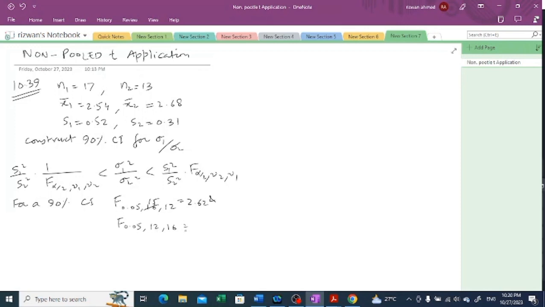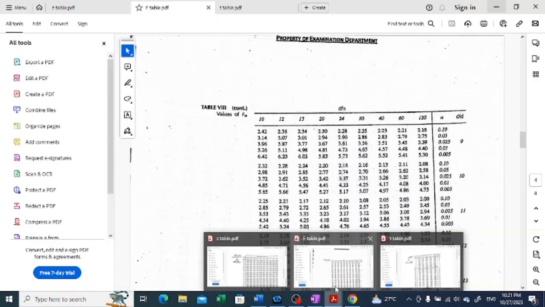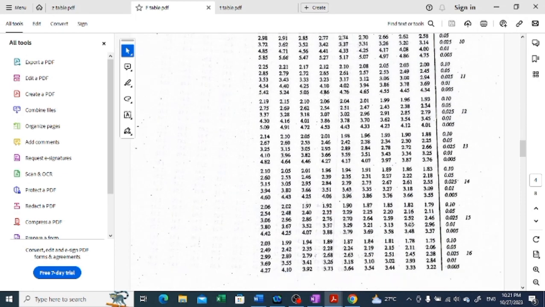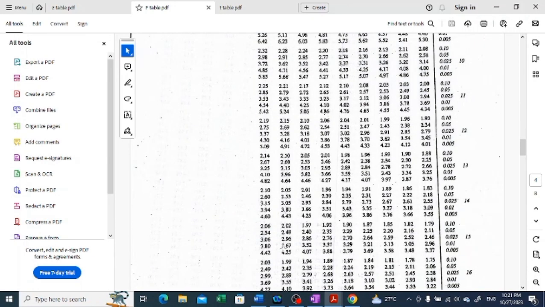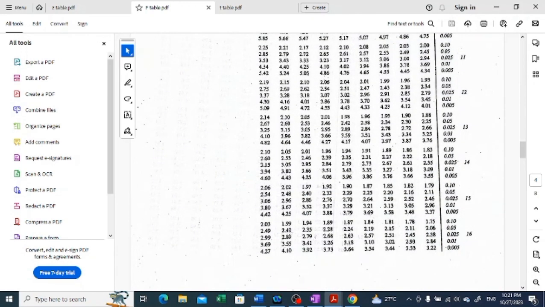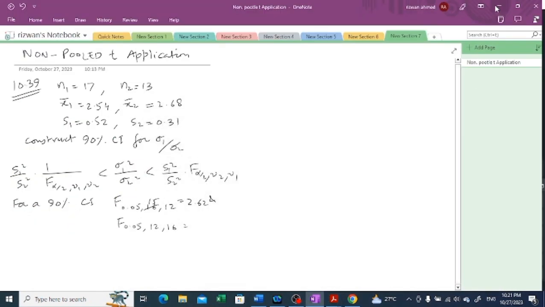Now going back again to the F table, this time we'll locate the value in the 12th column and 16th row, and just have a look whether 12th column and 16th row is available or not. So 12th column, and that's the 16th row. 12th column, 16th row, 0.05 is 2.42. That's the value. So we note down the value 2.42.